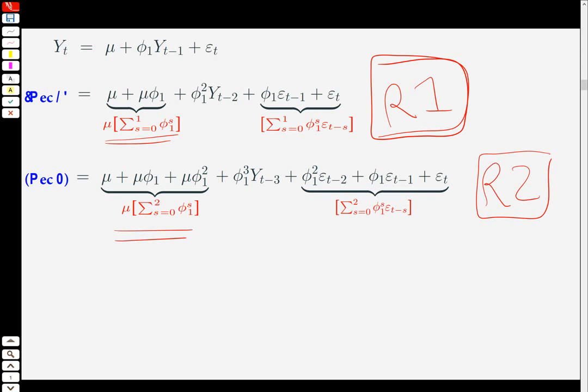Okay, so this is recursing back once. We can now plug in y_{t-2}. So we can recurse back again. So again, we can work out what is y_{t-2}, and we can go back again. And we'll see the same pattern start to emerge. So again, all we're doing now is plugging in y_{t-2} into here.